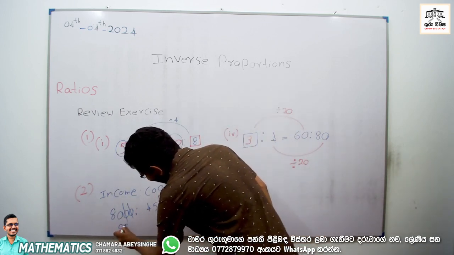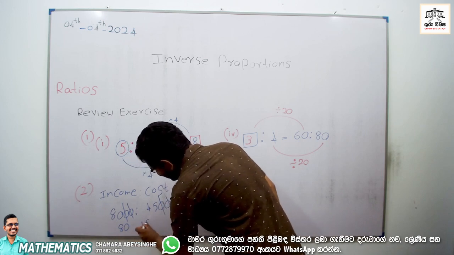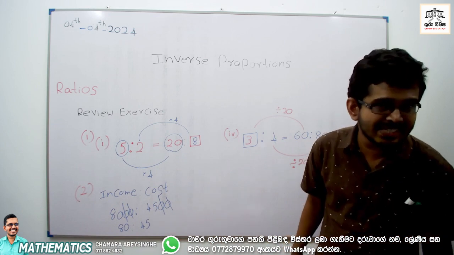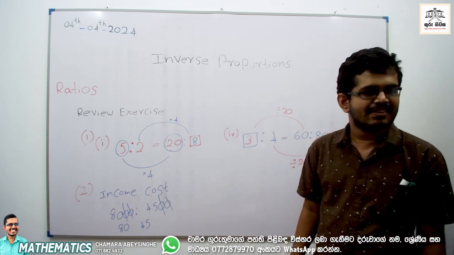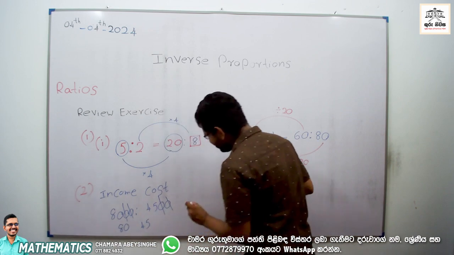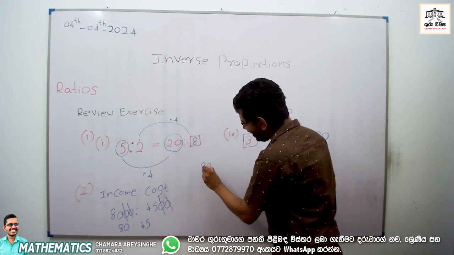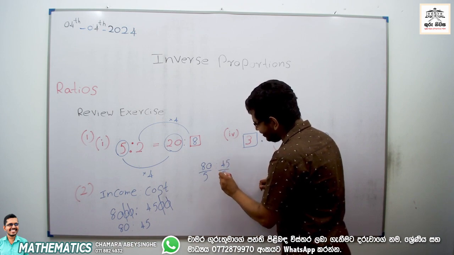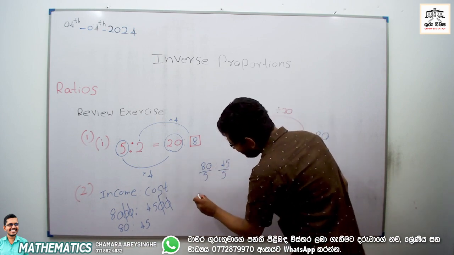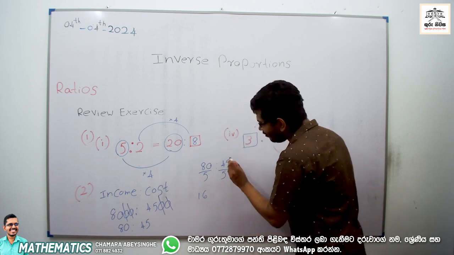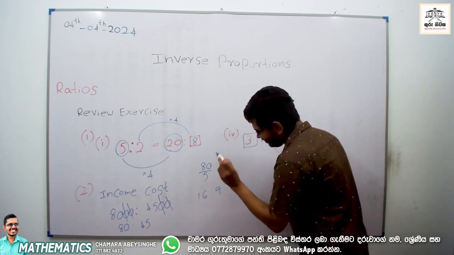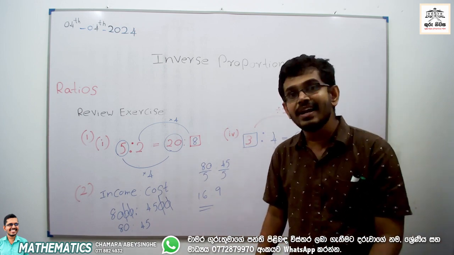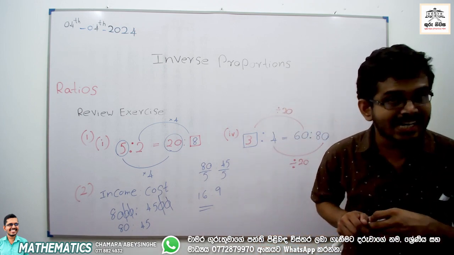And 80 and 45. But it's still not simplest answer. 80 and 45 student, which number we can divide? 5. 5. Yes. Both one. 80 and 45 we can divide it by 5. 80 divided by 5, 16. 45 divided by 5, 9. The ratio 16 to 9 is the answer. Simplest answer.